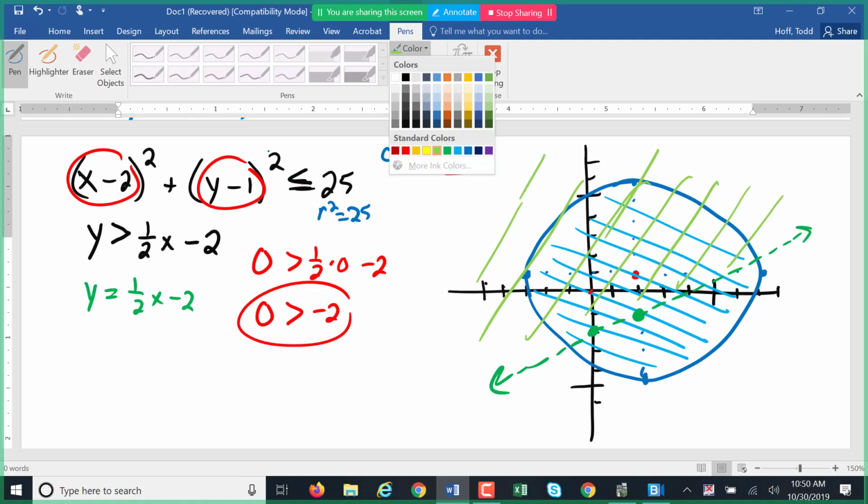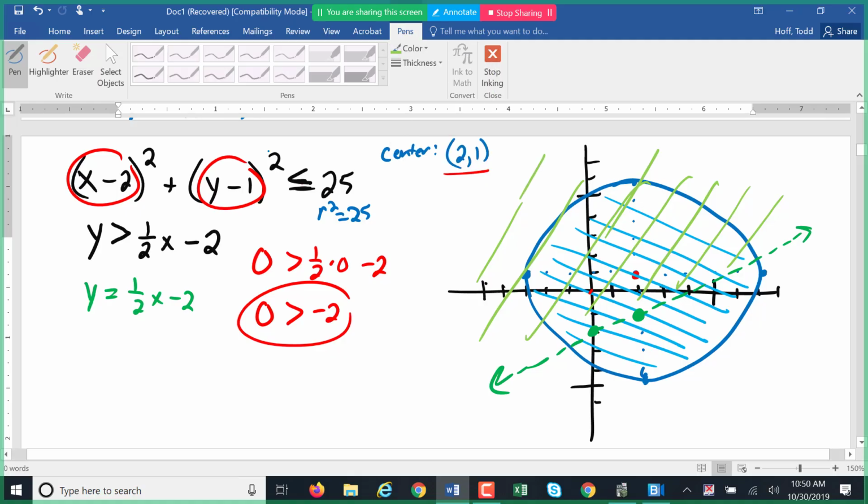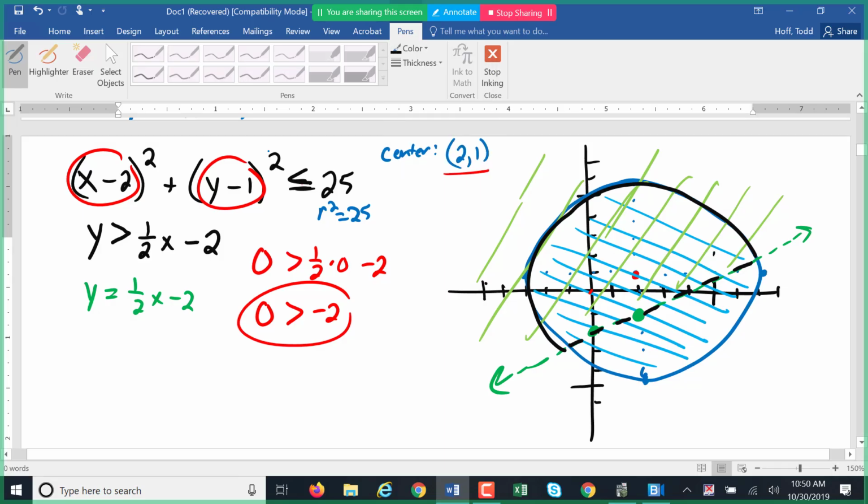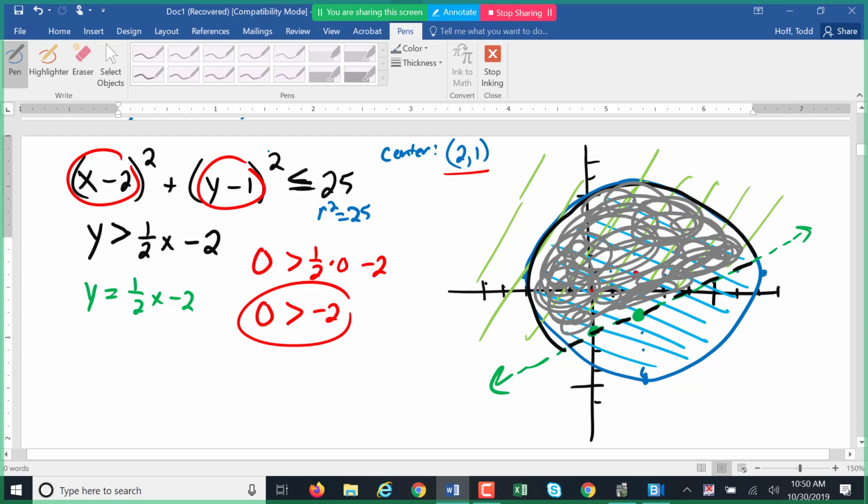So our overlap here, we'll do in black. Our boundary is this solid portion of the circle from there to there. Then this dashed portion of the line here, and everything in the middle. So that enclosed region is the solution to this system of inequalities.